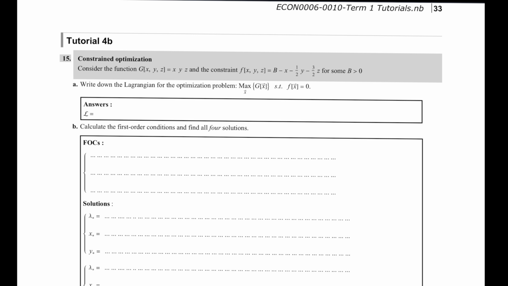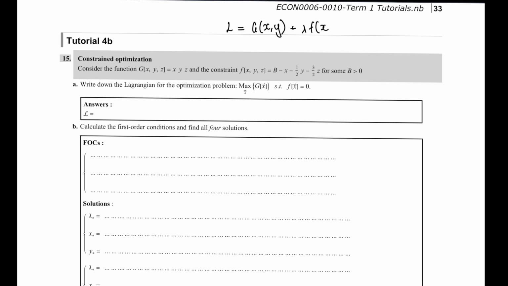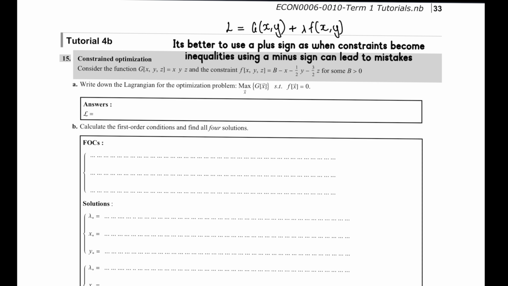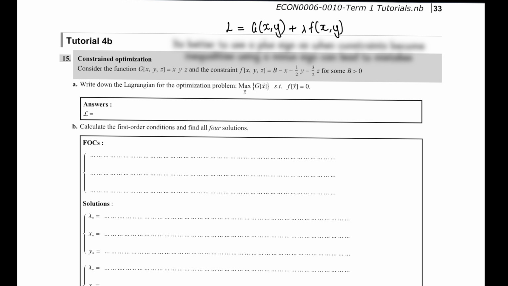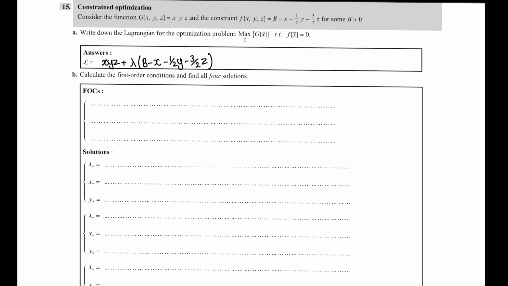Okay, the definition of the Lagrangian is the function g(x, y) plus lambda f(x, y). You can use a minus sign here, but it's better to use a plus. So using this, we get our Lagrangian as xyz + λ(b - x - (1/2)y - (3/2)z).